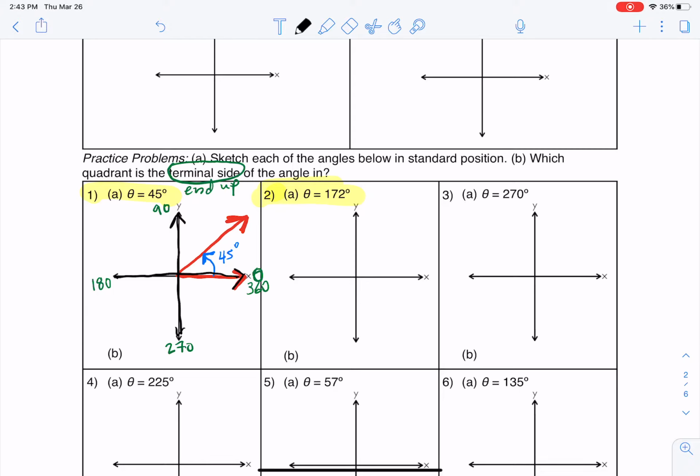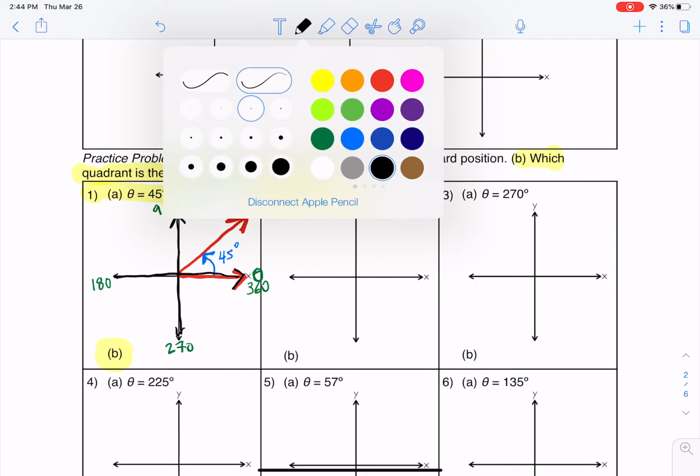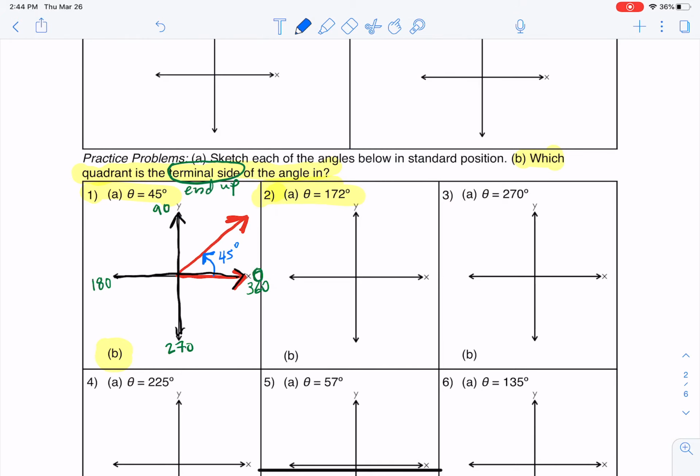All right, so before we move on to question 2, we left off at part B. In part B, which quadrant is the terminal side of the angle in? Well, the terminal side is right here. This is the terminal side, and we're still in quadrant 1.